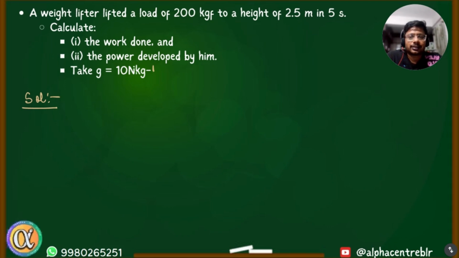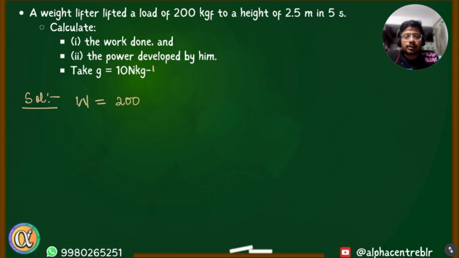A weightlifter lifted a load of 200 kgf to a height of 2.5 m in 5 seconds. Let's write the information which is given. They have given us the load to be lifted, the weight of the object. Weight is 200 kgf, and we multiply by 10 because we are converting it from kgf to Newton. So it will be 2000 Newton.